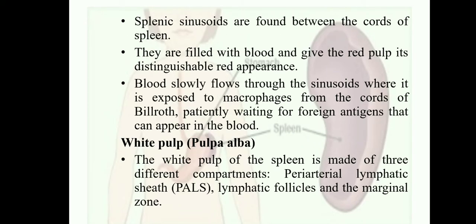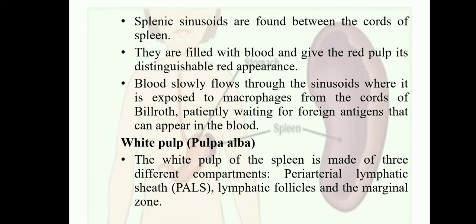Now these splenic sinusoids are found between the cords of the spleen, are filled with blood and give the red color appearance to this red pulp. The blood slowly flows through the sinusoids. Means firstly the blood which is filtered within the spleen is transferred into the sinusoids where it is exposed to the macrophages. Whenever the blood is exposed to the macrophage cells, the antigens present within the blood are trapped by these macrophage cells, and then presented to the immune cells which are present within the spleen.